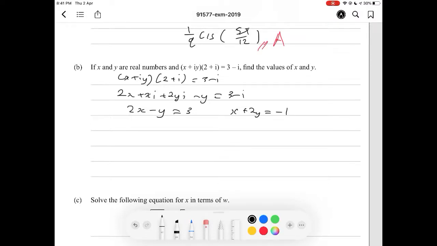Okay, so for this, I'm going to solve simultaneous equations. So once again, I'll say this is equation 1, equation 2.